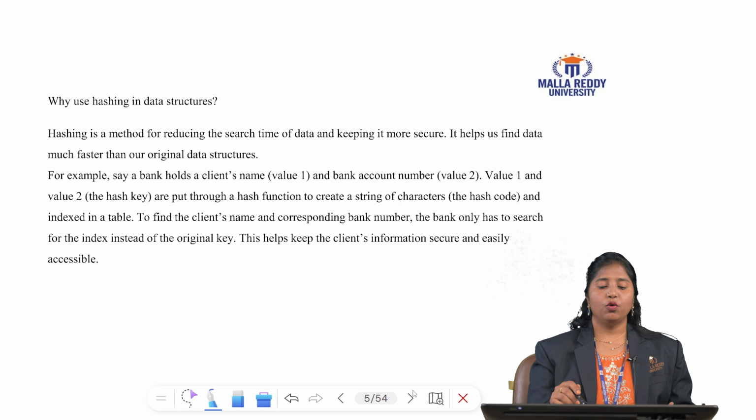So, why use hashing in data structures? Hashing is a method for reducing the search time of data and keeping it more secure. It helps us find data much faster than our original data structures. Generally, in a library, in databases, in hospitals, in college, if we want to search any data, using hashing the time complexity is reduced. That's why we are using hashing here.